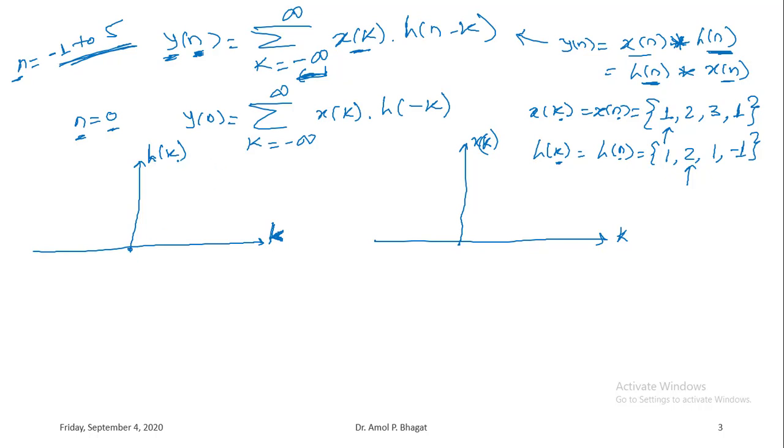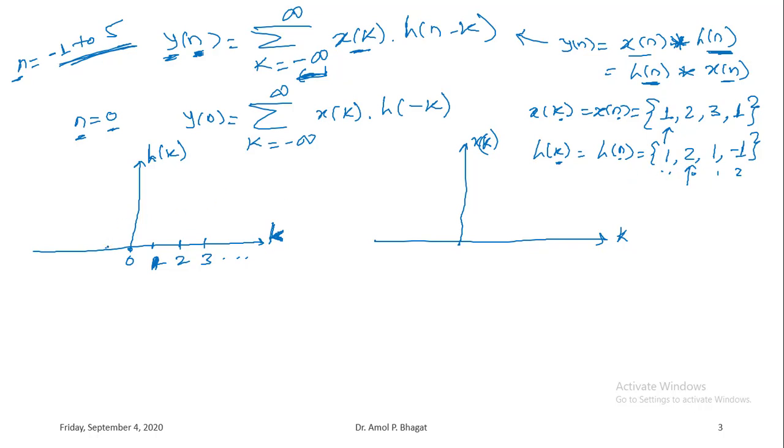If you observe h of k, it is starting from -1, 0, 1, 2, and so on. But there are only limited values. There are a total of only 4 samples. It is a finite sequence, it is not an infinite sequence.